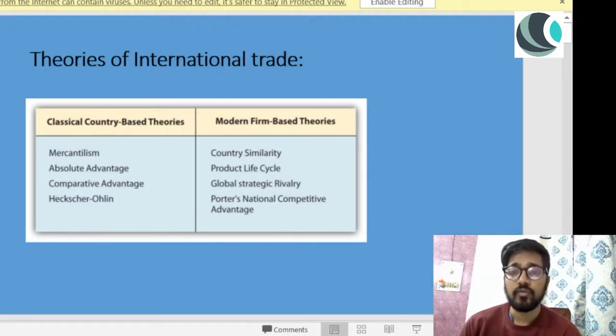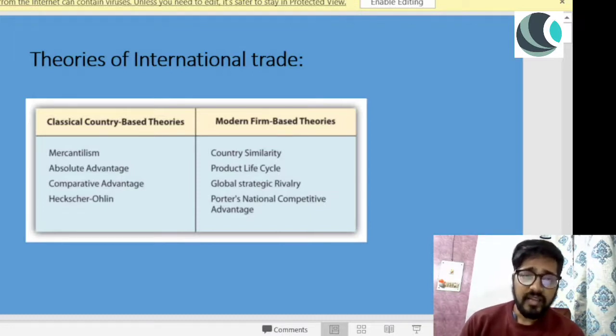The theories are very crucial and important, and there are so many questions that are being asked from the theories of international trade. So, firstly, you should know what all the classical country-based theories are. These are the classical theories: mercantilism, absolute advantage, comparative advantage, Heckscher-Ohlin. We'll study each of the theories in detail, but you have to keep in mind that these all are the classical country-based theories, and these are the modern firm-based theories: country similarity, product life cycle, global strategic rivalry, and Porter's national competitive advantage.